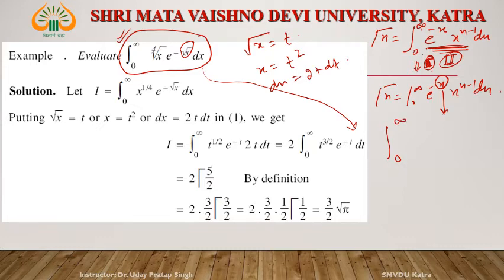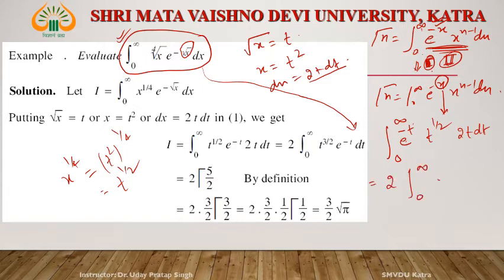Then dx is 2t dt, write it here. What is e to the power minus square root of x? That is e to the power minus t. Then x to the power 1 by 4: x equals t square, so x to the power 1 by 4 means t square to the power 1 by 4, that is t to the power 1 by 2. So this becomes 2 into the integral 0 to infinity of e to the power minus t and t to the power 1 by 2 plus 1, that is 3 by 2, dt.